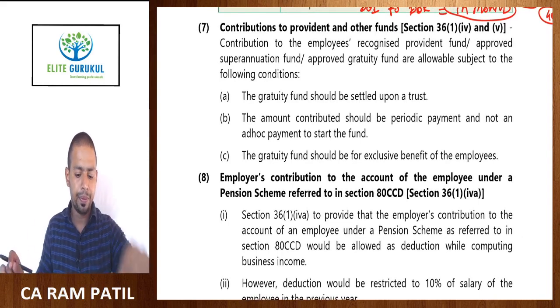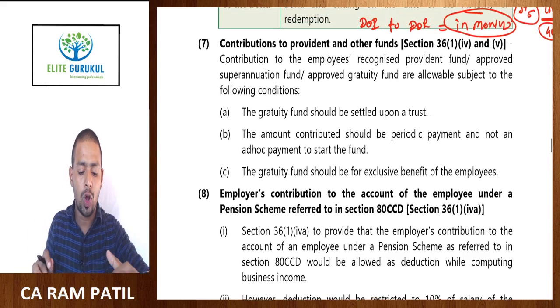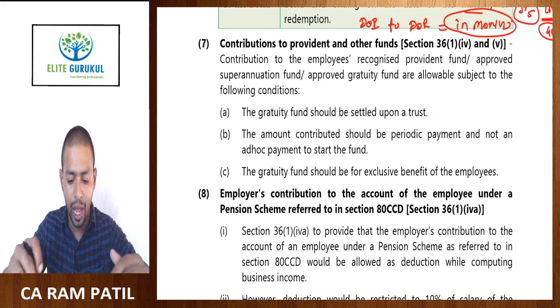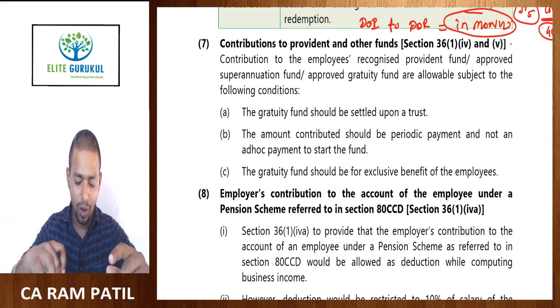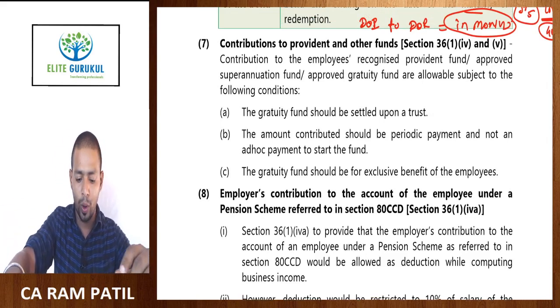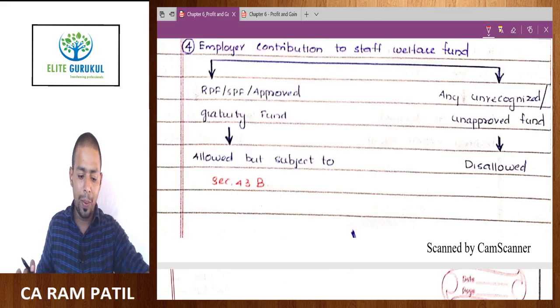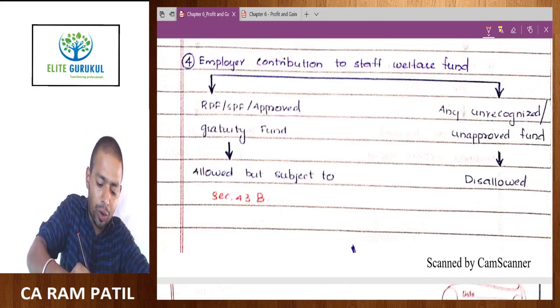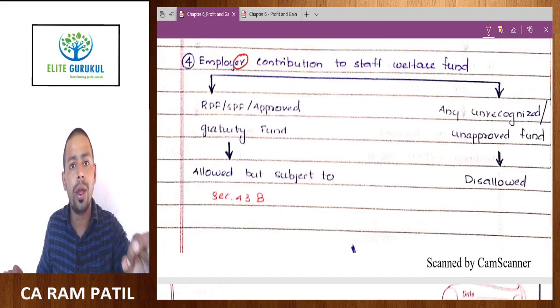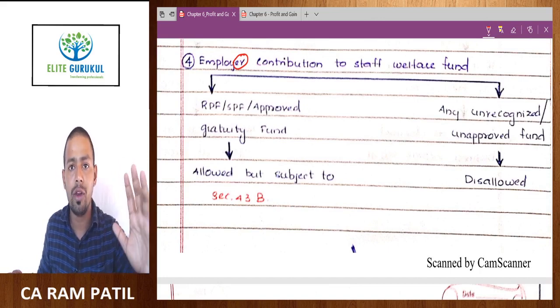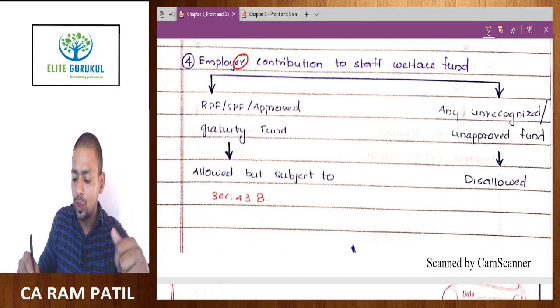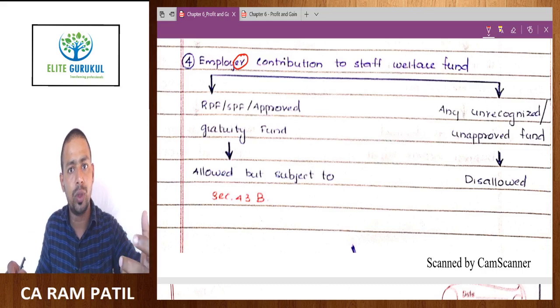Namaskaram. So next section we are going to talk about contribution to provident fund and other staff welfare funds on behalf of employee done by employer. So please understand, the first concept we are talking in this area is employer contribution to staff welfare fund. So employer has to give three benefits to the employee.